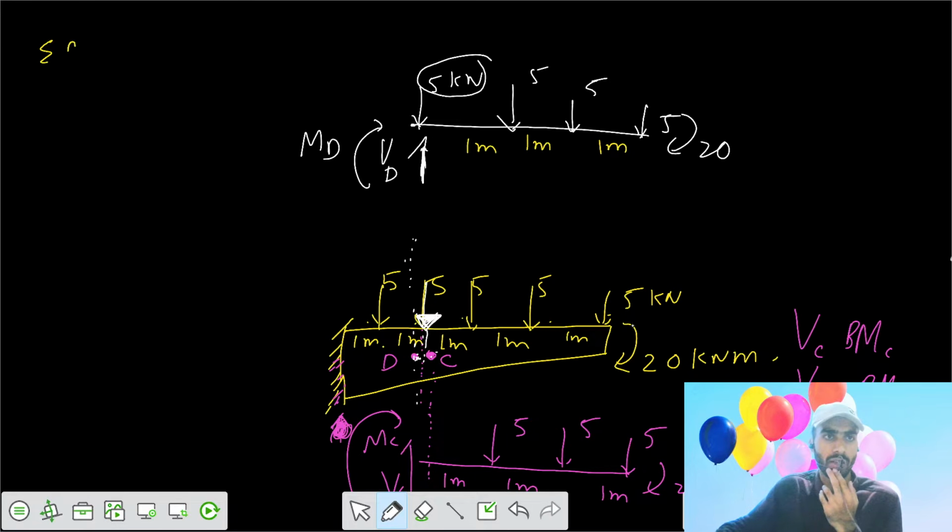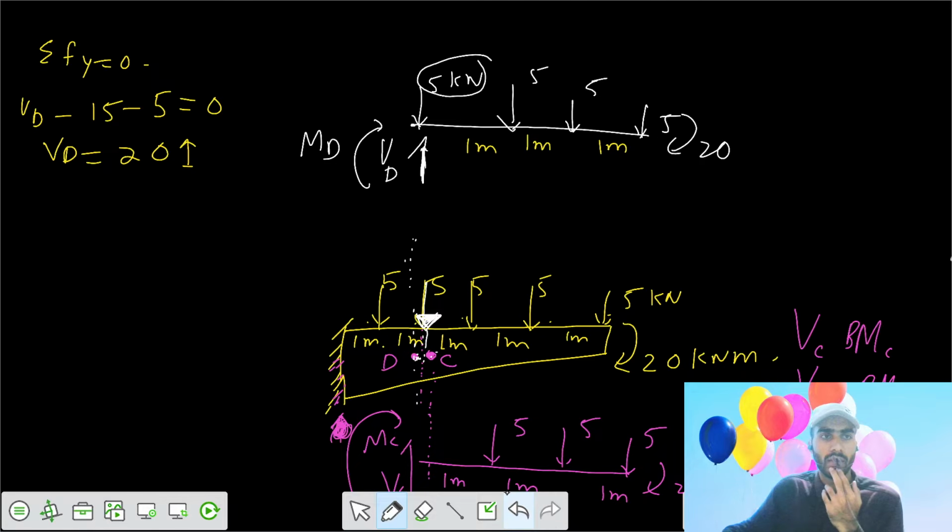Let's go summation Fy equals 0. Let's say Vd upwards minus 15 equals 0. Is it minus 15? No, there is one more load also there. Minus 15 and minus 5 equals 0. So your shear force at D equals 20 kilonewton upwards.